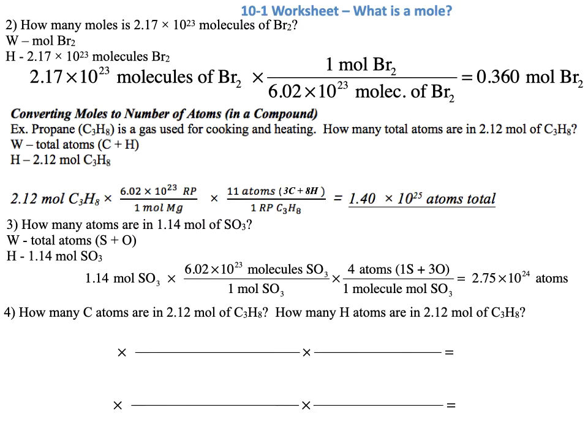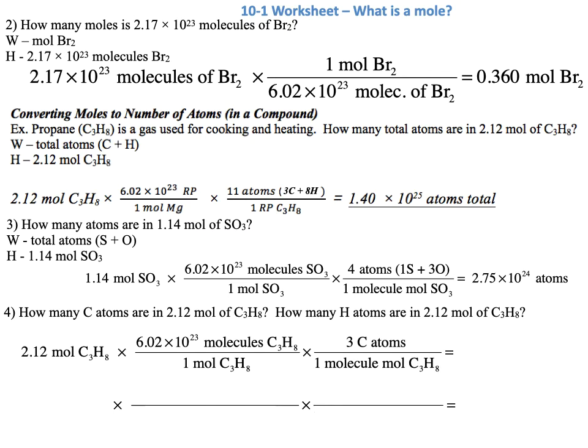I start by putting my 2.12 moles in the front. Now I want to get rid of those moles, so the next step, I'm going to put 1 mole on the bottom, and since I'm trying to get to atoms, I have to go through the formula of C3H8, which is a molecule. So I use Avogadro's number to get rid of the moles and turn them into molecules. But I don't want molecules, I want atoms. So on the bottom, I'm going to put 1 molecule, and on the top, I'm going to put 3 carbon atoms, because this time I don't want the total, I just want the part.